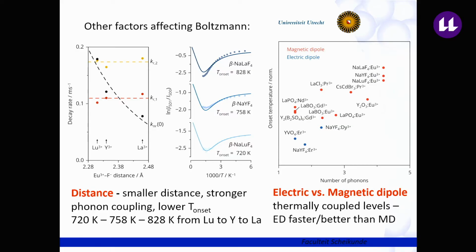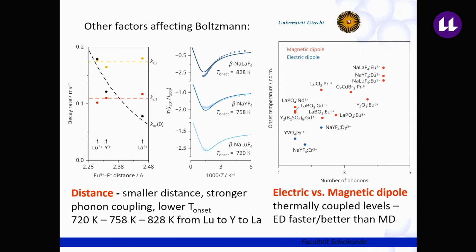Then there are more factors that are important. The distance between the lanthanide ion and the vibrations, the ligands, plays a role. Whether you have a magnetic dipole or electric dipole transition for the equilibration makes a difference. If they're coupled by a magnetic dipole or electric dipole transition, you prefer the electric dipole transition, because also the transition on the vibrations is an electric dipole transition, and we saw a clear influence.